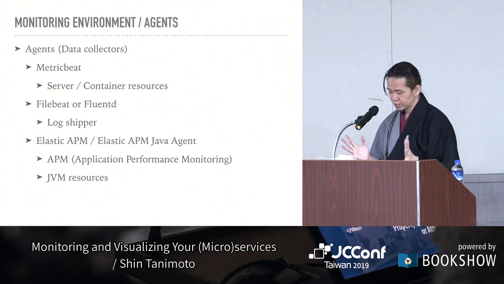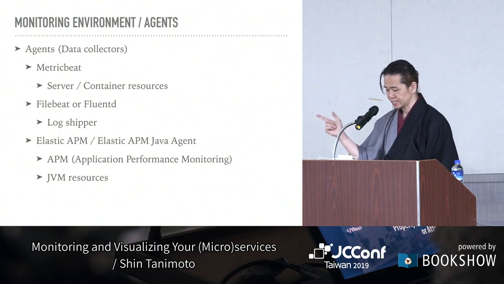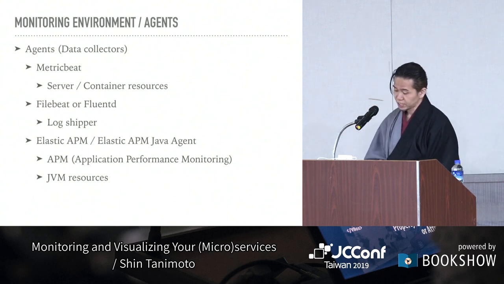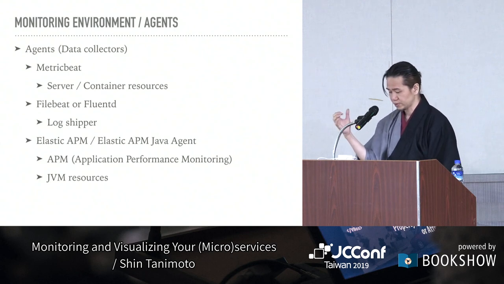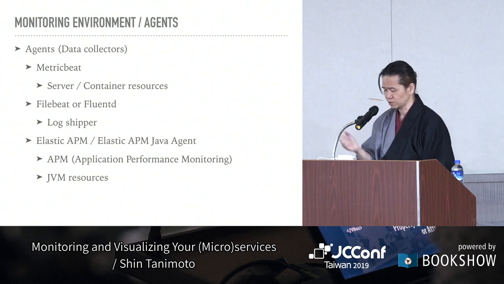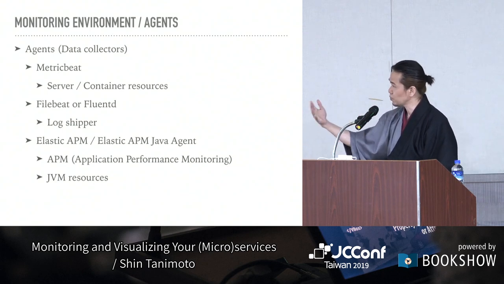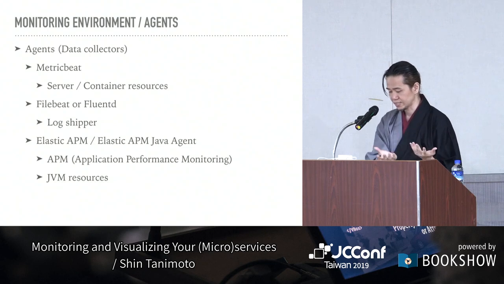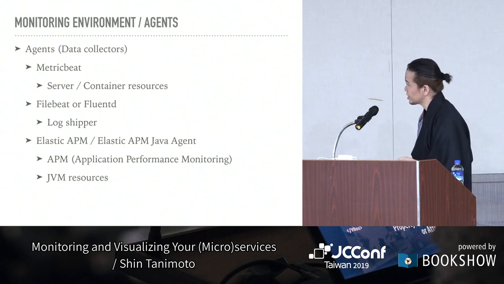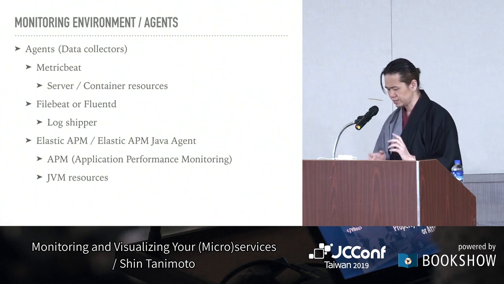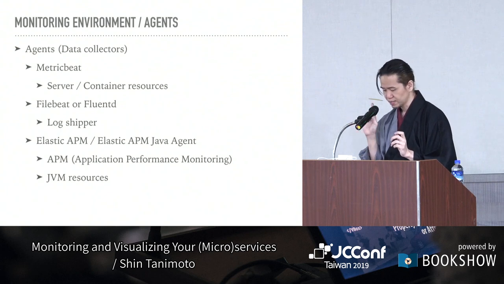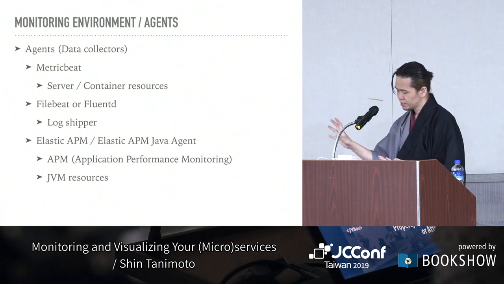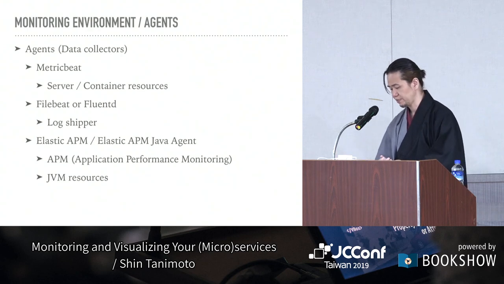So when we build a monitoring environment around Elasticsearch, we use these agents, or data collectors. There are three data collectors. Metricbeat collects and transfers metrics of the server or container resources to Elasticsearch. And Filebeat, or Fluentd, collects logs and transfers the logs to Elasticsearch. And Elastic APM, the Elastic APM Java agent, is a little hard to explain exactly, but it is application performance monitoring, APM, which has a function to collect JVM resources and transfer them to Elasticsearch. It also has a function to trace Java application behaviors. I'll show it later.